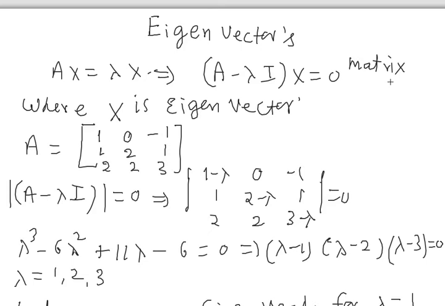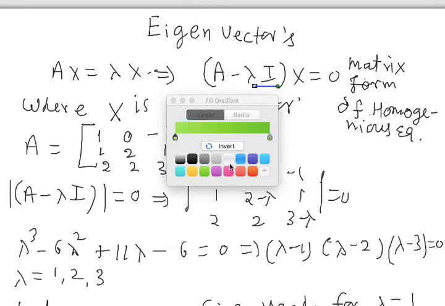This is the matrix form of the homogeneous system of equations, where x is the eigenvector, and this lambda is the eigenvalue.